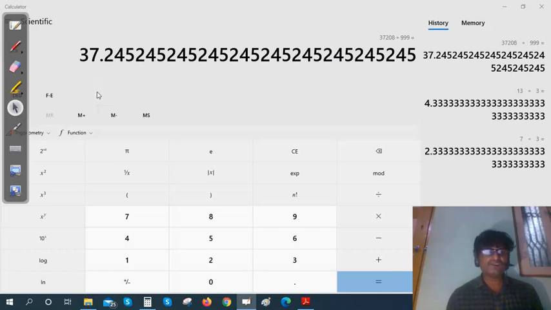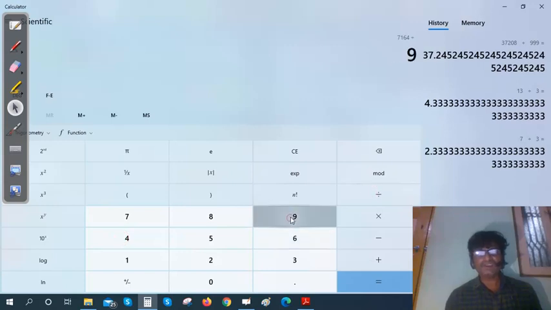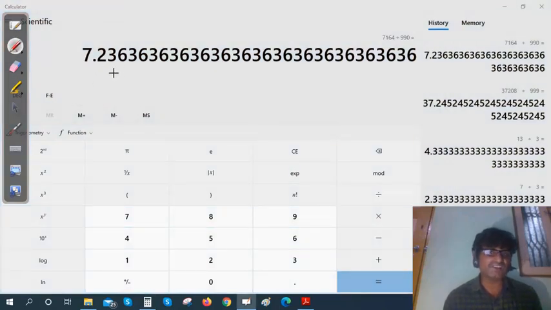7,164 divided by 990. Okay, this is what we have. If you observe this one, what is the block of digits that is getting repeated here? What is the string of digits getting repeated? You observe carefully, 36, 36, 36, and so on.